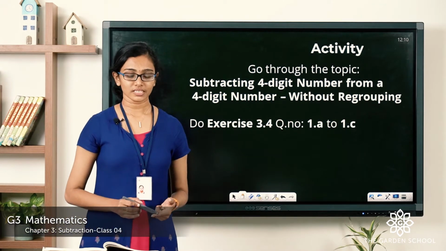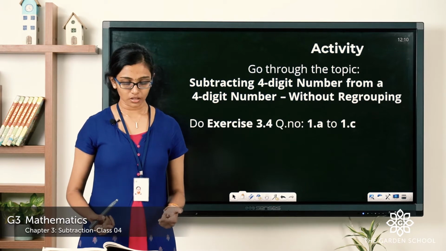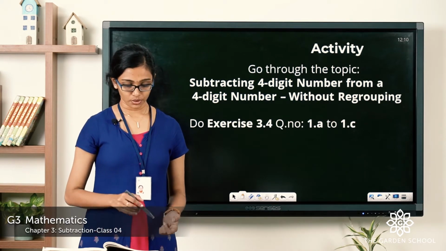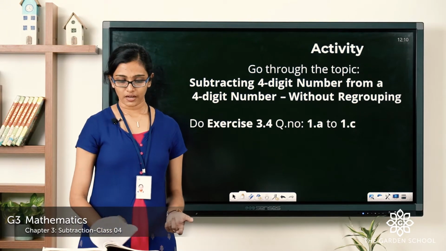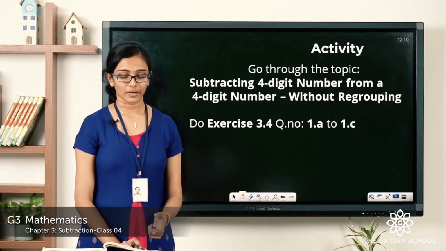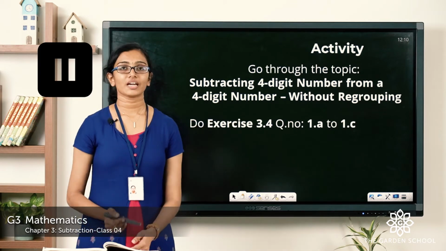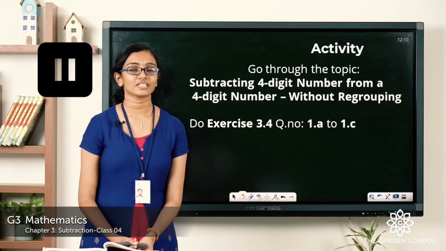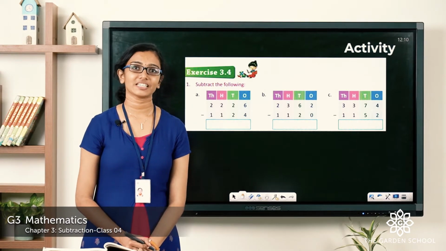You have to go through the topic subtracting a 4-digit number from a 4-digit number without regrouping in your textbook, which is on page number 40. After that, you have to move on to exercise 3.4. You have to do the questions 1A, 1B and 1C. You can pause the video, finish the activity and come back. Hope you finished doing the activity. Now, let's discuss the answers.